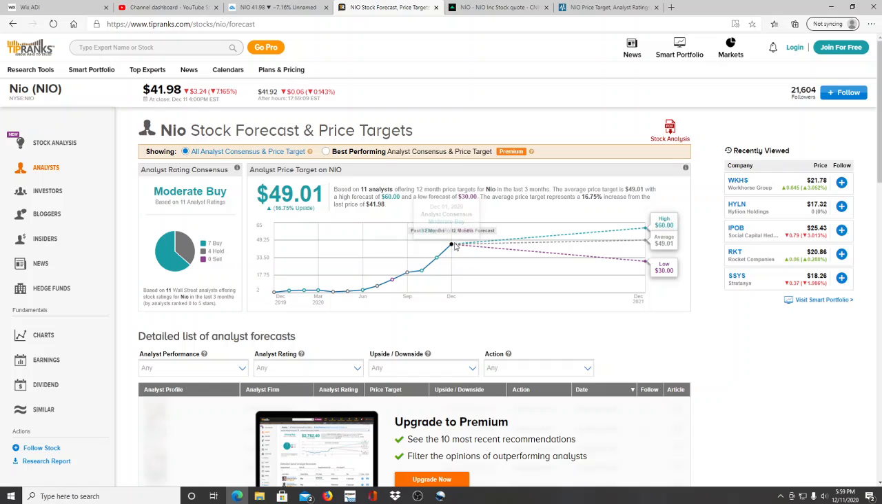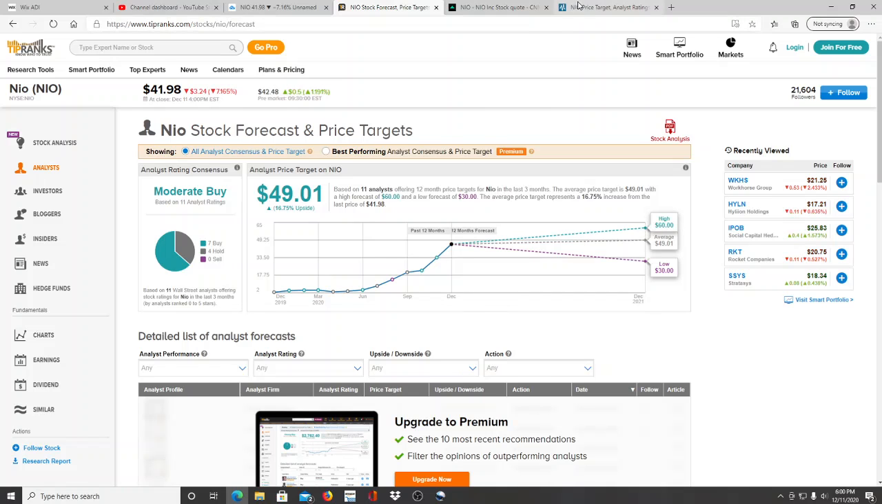But it's saying that this could go on its way down to $30 in the 12-month forecast. That's the worst case scenario, or it could touch that at some point. 49 is the midway point, and 60 seems reasonable to me when I see it there.